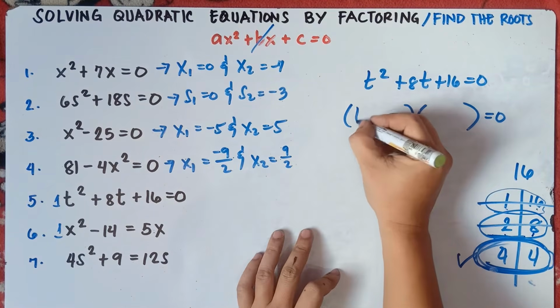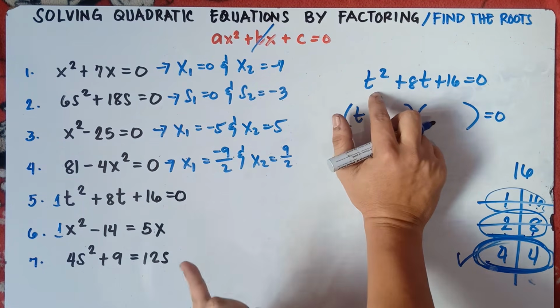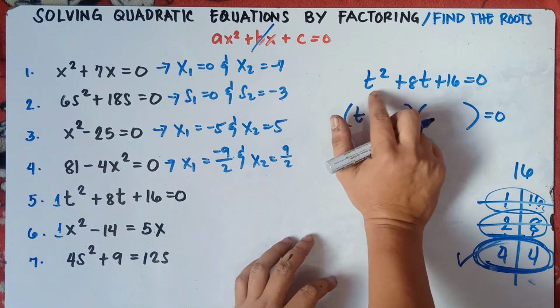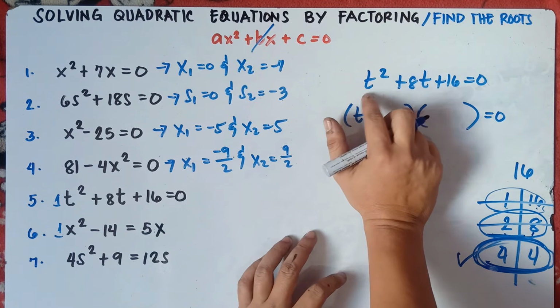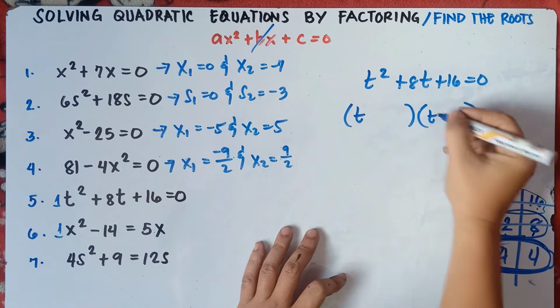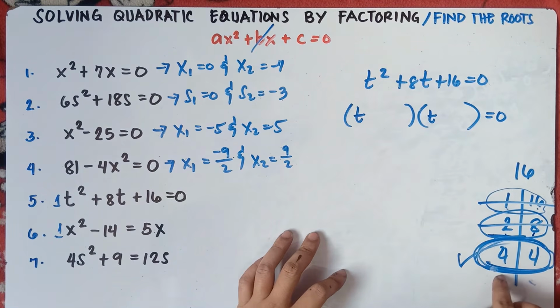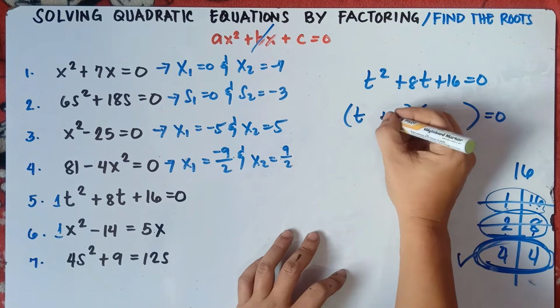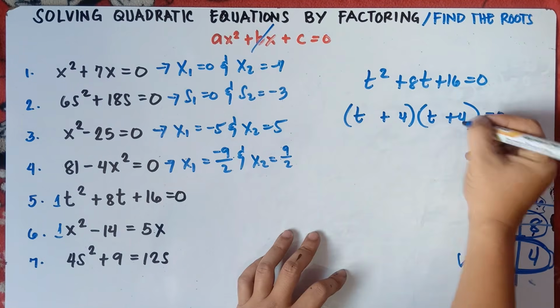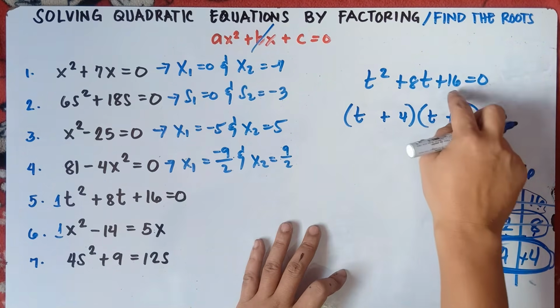So since we have the variable t, once again, you can have x squared, b squared, t squared, any variable, as long as the degree is 2. Since our given is t, we will put two t's, t and t, and for our factors, positive 4 and positive 4. So plus 4 and plus 4. If you add positive 4 and positive 4, you will get positive 8. If you multiply positive 4 times positive 4, that will be positive 16.